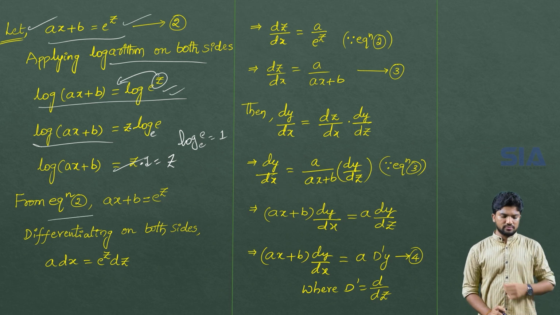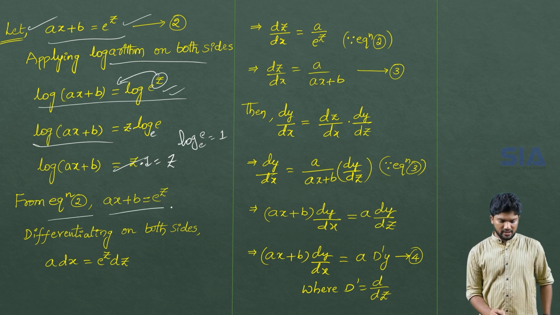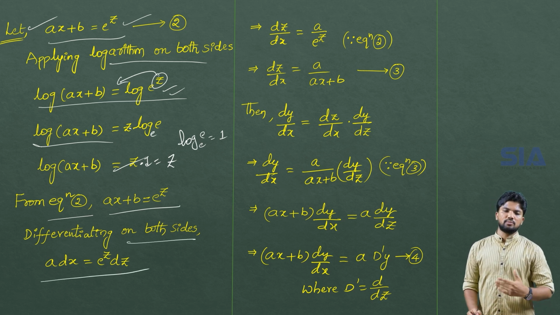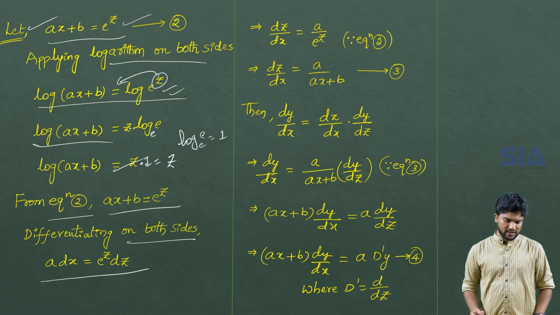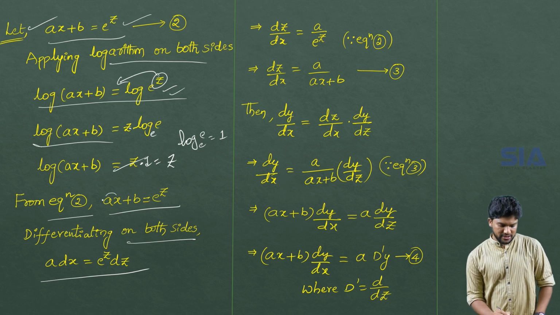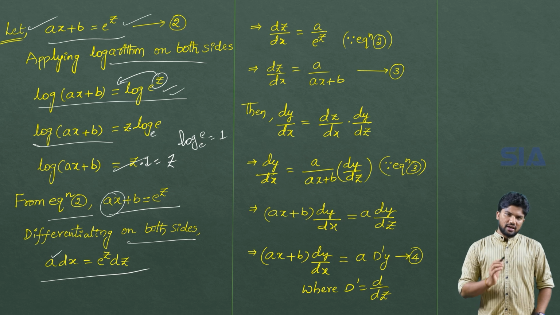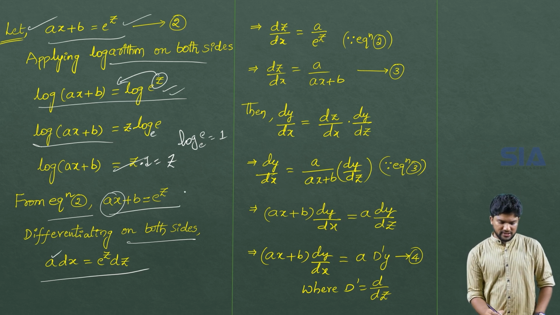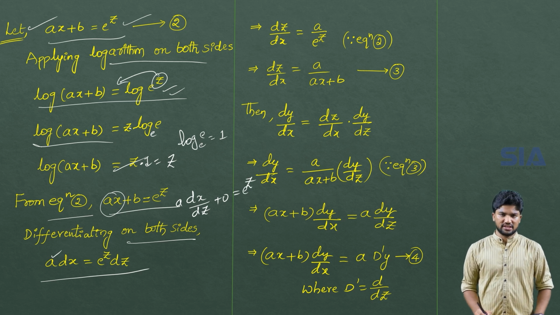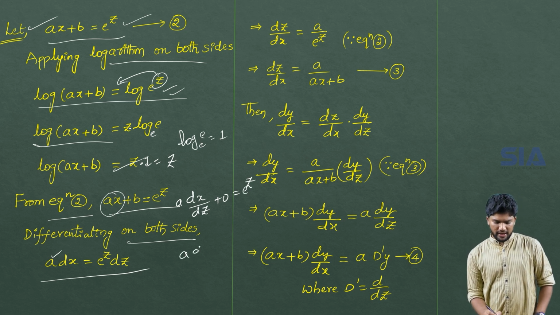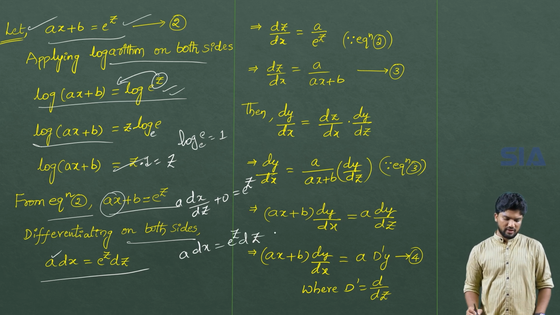Now from equation number 2, that is ax plus b is equal to e power z, differentiating on both sides, Amma. If you differentiate with respect to z on both sides, the differentiation of ax is a into constant, a into x differentiation, it will become a, and x differentiation with respect to z is dx by dz, plus b value 0, it is equal to, in the RHS, e power z differentiation with respect to z. So a into dx is equal to, if you send the dz value to the RHS, e power z into dz.